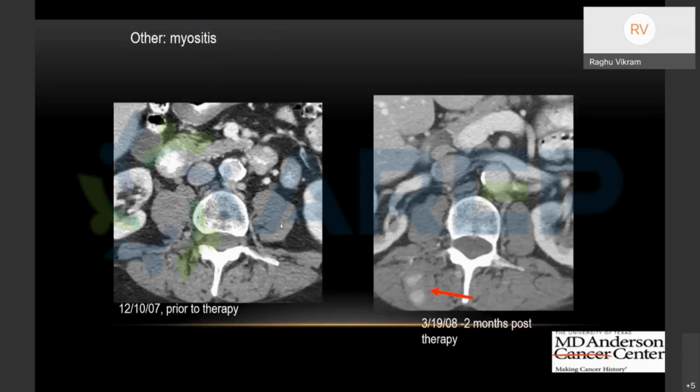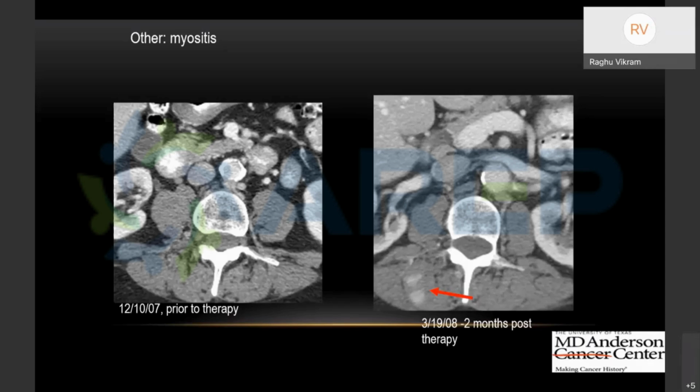Sometimes you get myositis. This is a patient who developed these lesions here. Now, this is not renal cell carcinoma. If it was renal cell carcinoma, you might start thinking, oh, those are metastases. It could be, but these are myositis. We usually biopsy this. If it turns out to be inflammation, then they are treated appropriately, and everything just resolves.